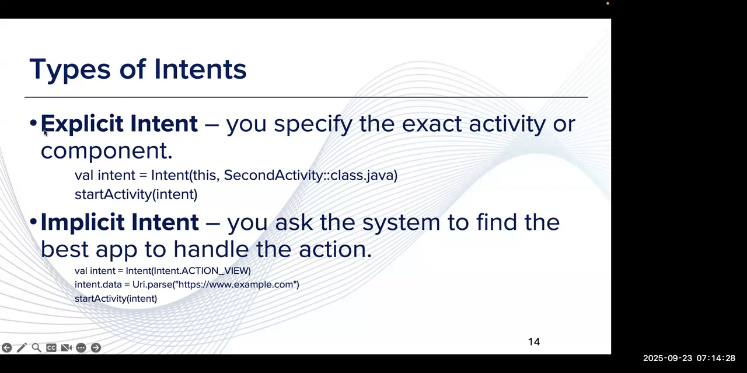So with the explicit intent, again, you specify the exact activity or component, versus the implicit intent. There's a whole chapter or module that talks about implicit intents, but we're not going to talk about it in this module, rather in a future module. With an implicit intent, you pretty much ask the system to find the best app to handle that action. So with explicit, you explicitly say what activity or component to use, versus implicit, where you let the system decide what is the best app.